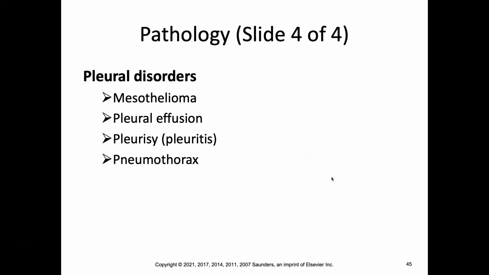All right, pleural disorders. There's mesothelioma. You may have heard about that. There's a lot of attorney ads on TV about mesothelioma victims, and that's usually from coal dust or some kind of inhaled type of substance that causes lung damage, and or lung tumors or that sort of thing. Pleural effusion can happen when fluid backs up into the lungs. Pleurisy, also known as pleuritis, and pneumothorax.